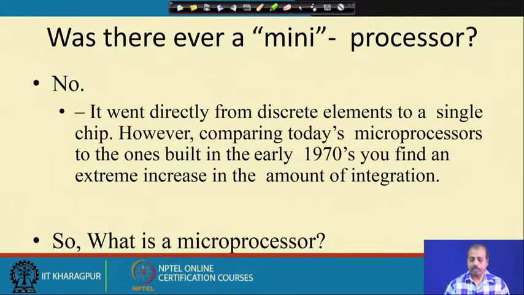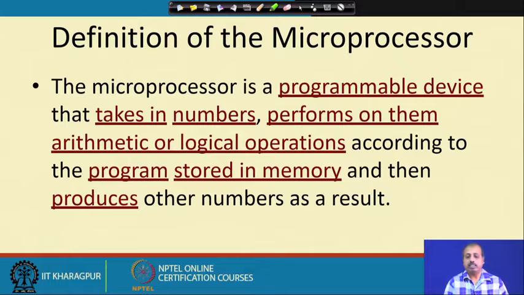So, what is a microprocessor? A microprocessor is a programmable device that takes in numbers, performs on them arithmetic or logical operations according to the program stored in memory, and then produces other numbers as a result. This is a very general definition of a microprocessor.